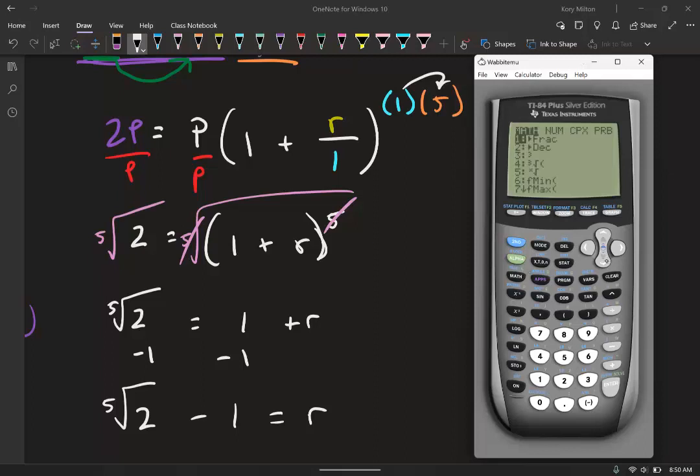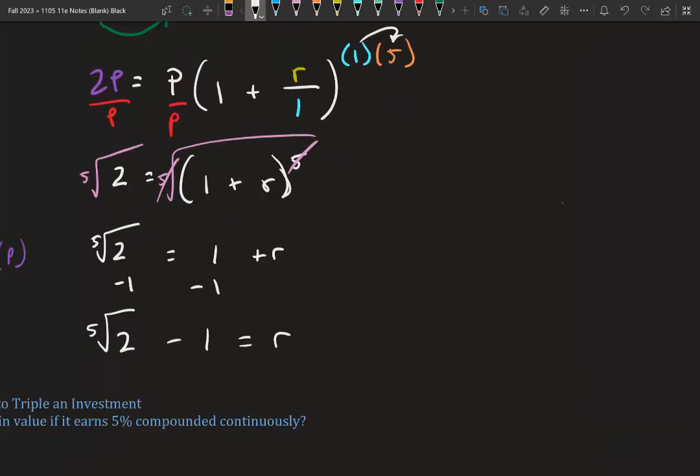So you hit math. You can go down to number 4. I know that says cubed, but that's okay because we can go back and highlight it. Instead of 3, that needs to be a 5. And we're taking the 5th root of 2, which we get 1.148698355. And then we need to subtract 1. So minus 1. And we got 0.148698355. So we get about 0.14868 is our rate, which is in decimal form.